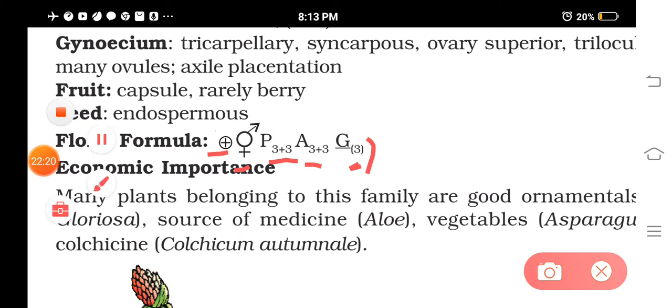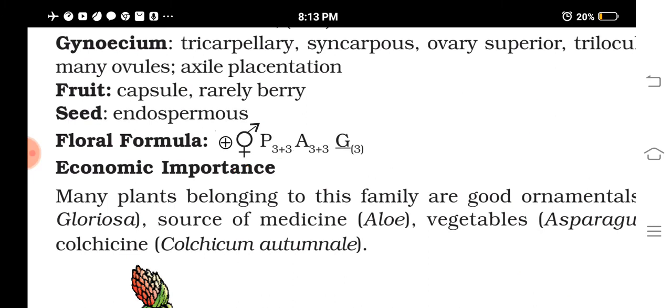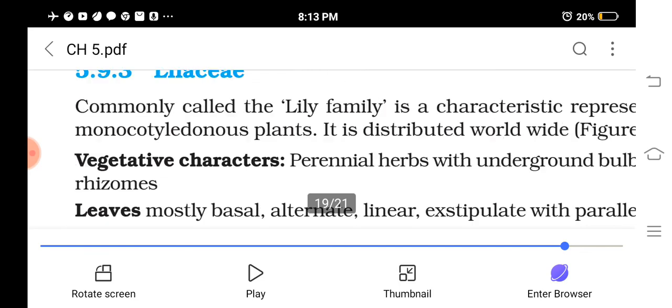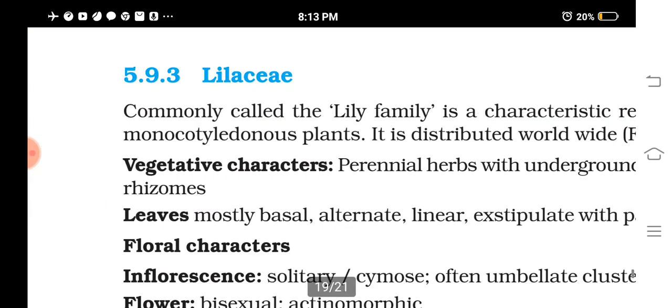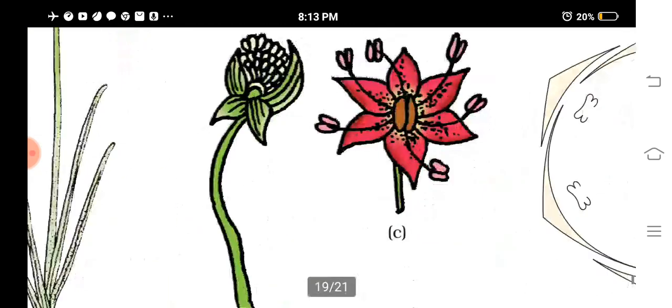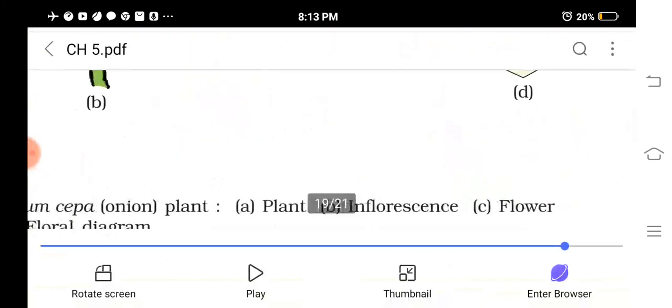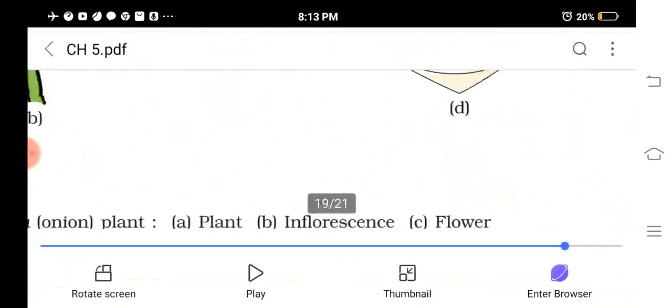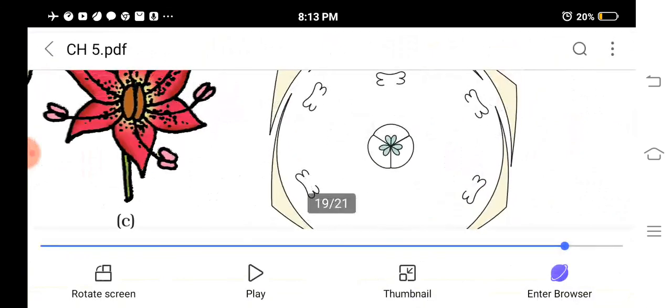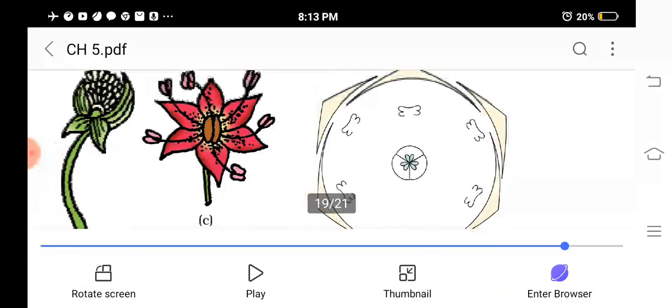Is it clear? Floral formula of which family? Liliaceae. So by seeing P itself, you can understand what kind of flower it is: monocot flower. So you can see here, this is the onion plant's floral diagram. Floral diagram of onion plant.